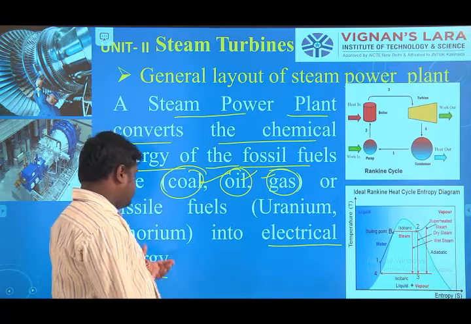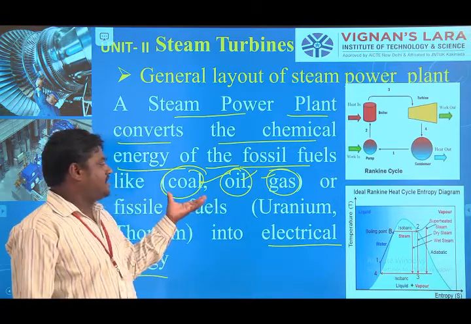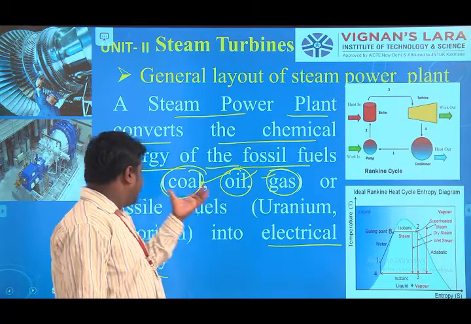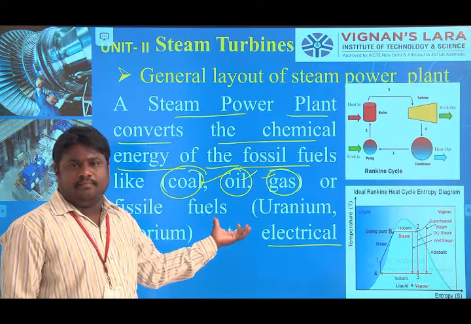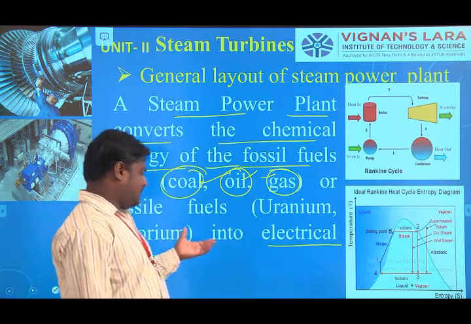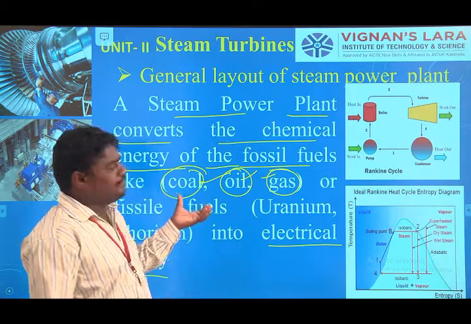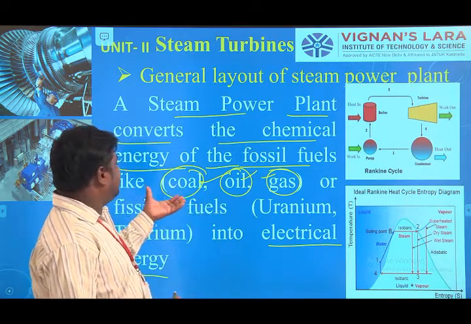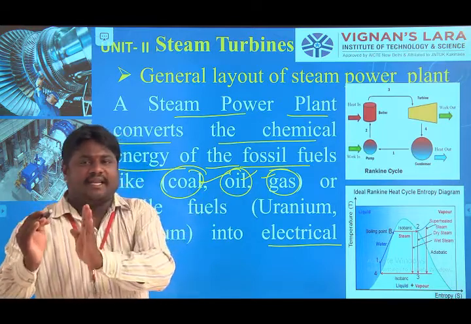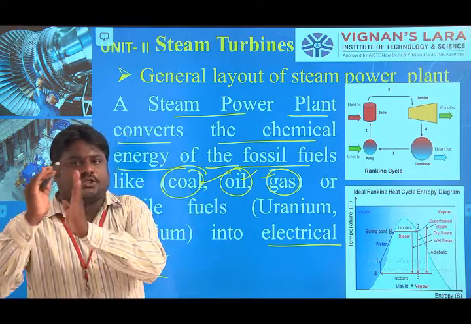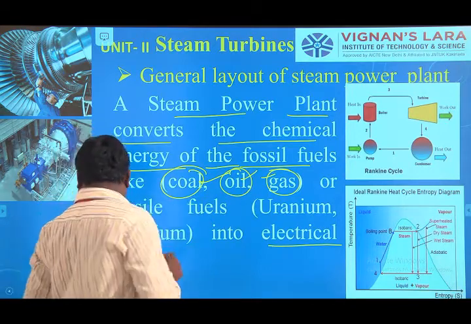If you take gases, oil, coal, or fuels like uranium, thorium, it converts them into electrical energy. So the general layout of a steam power plant tells us that it converts chemical energy to mechanical energy, and mechanical energy to electrical energy.